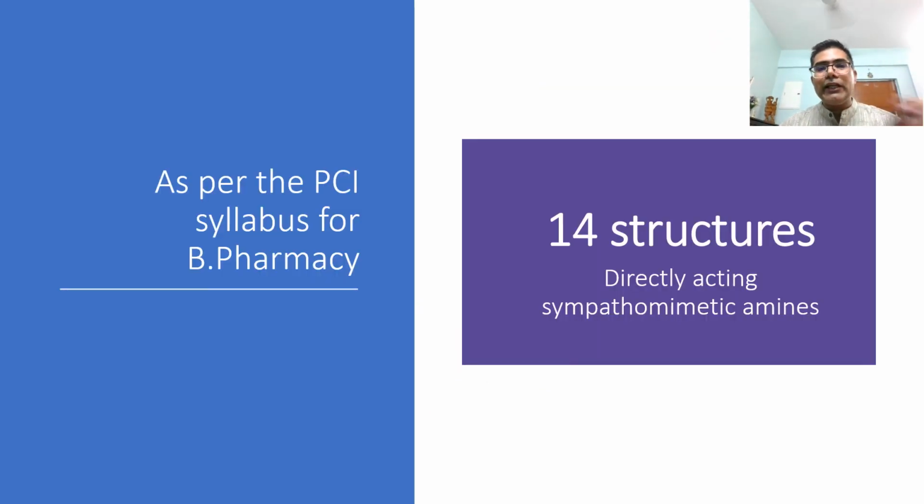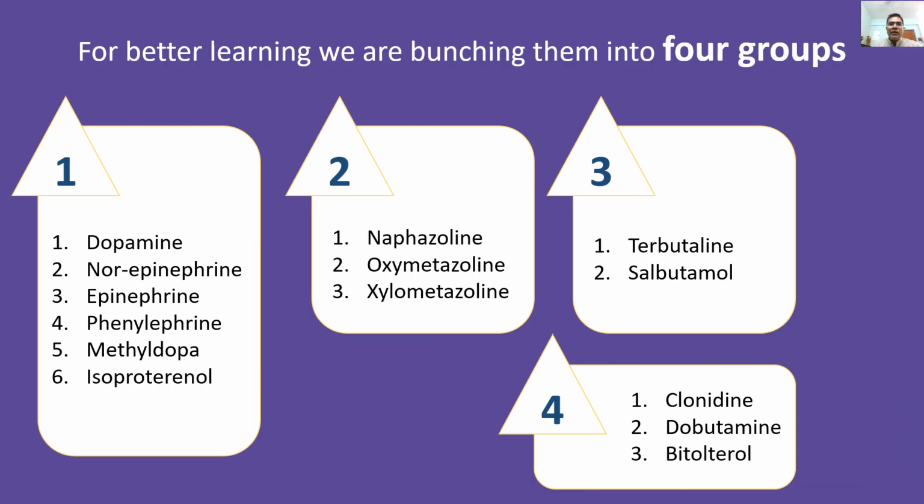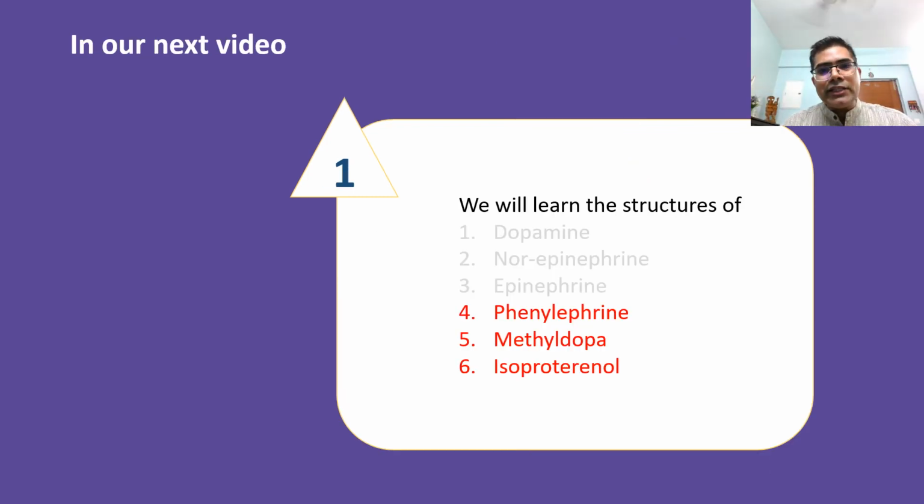So friends, as per the PCI syllabus for B Pharmacy, there are 14 structures to be studied for directly acting sympathomimetic amines. For better understanding of the structures, we have bunched them into 4 groups. In group 1, we have just finished the structures of dopamine, norepinephrine and epinephrine. I am sure you must have enjoyed it. In our next video, we will learn another 3 structures of the first group, that is phenylephrine, methyldopa and isoproterenol.